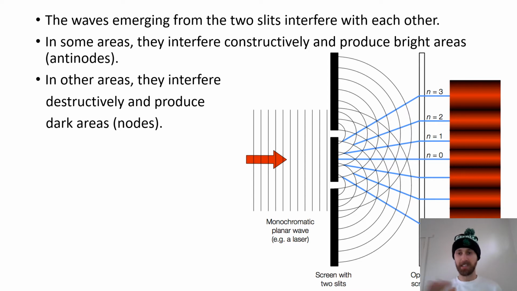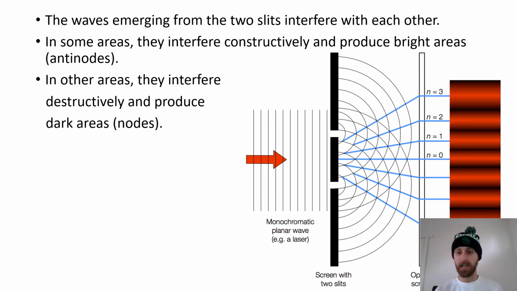Nodes basically means cancelling out and nothing's there. Antinodes means they add together and you get something bigger. That's what we were looking at when we did standing waves, so the terms do kind of mean the same thing, even if the context is a bit different. So you see those bright and dark bands on the screen.